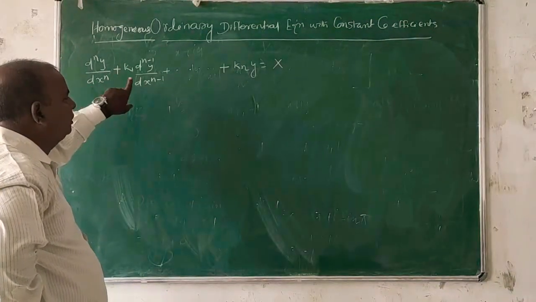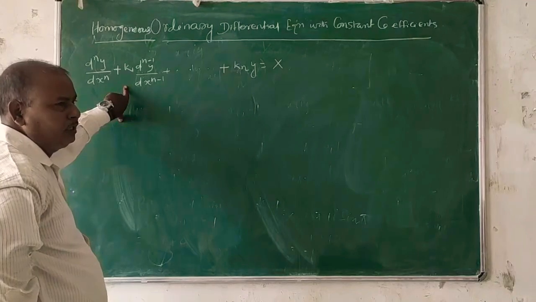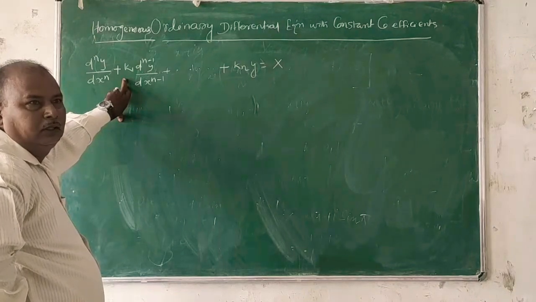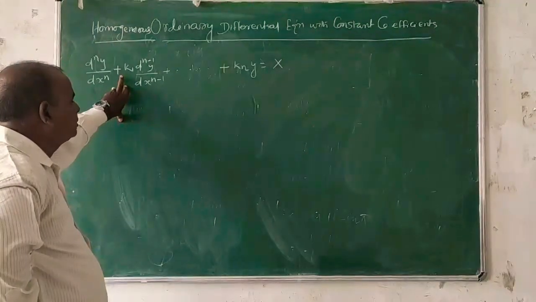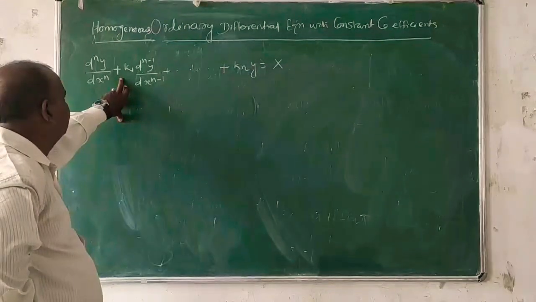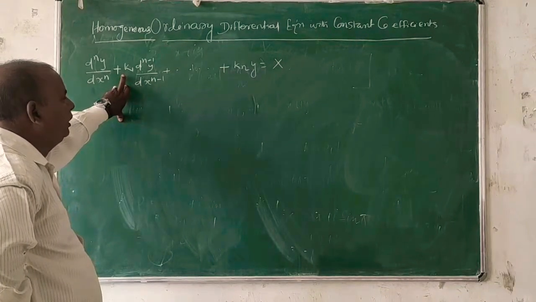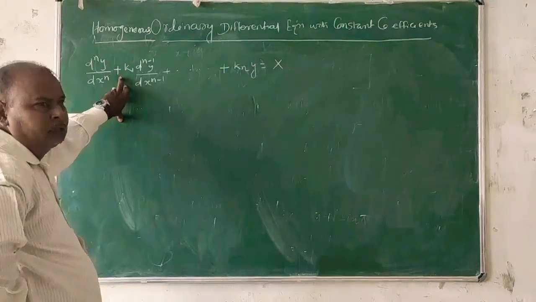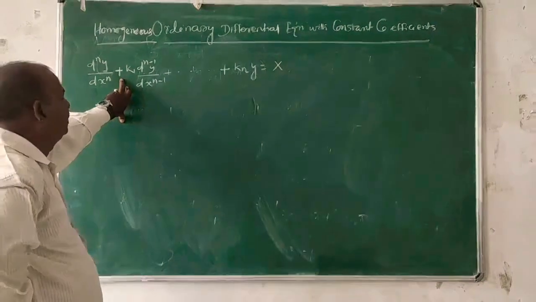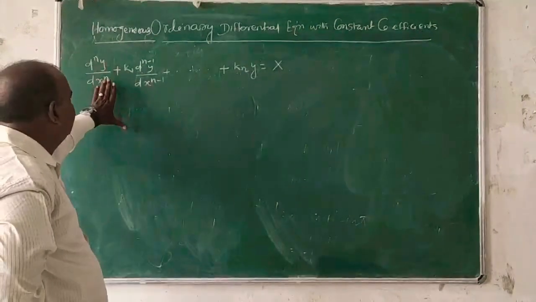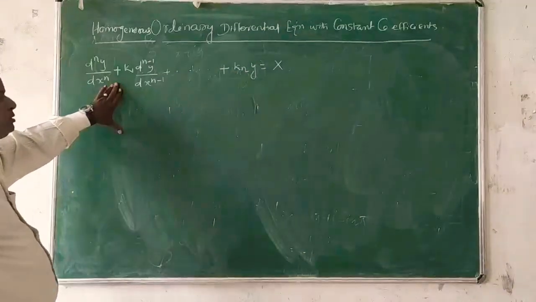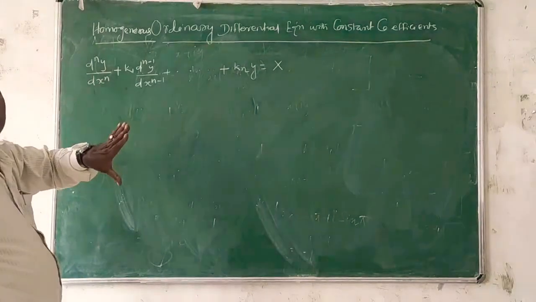This differential equation is with constant coefficients if k1, k2 up to kn are constants. For example, you may take 1, 2, 3, 4, 5 like this. So these are called the constants. If k1, k2 up to kn are variables, then this is an ordinary differential equation having variable coefficients. It is called an ordinary differential equation because we are dealing with ordinary derivatives.